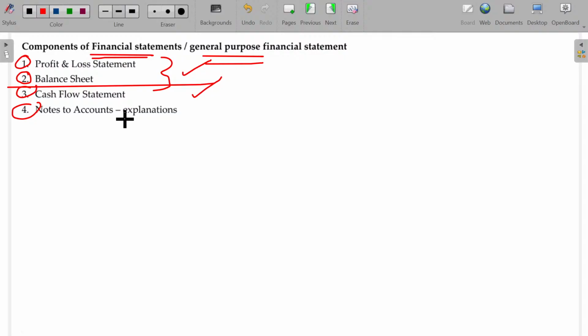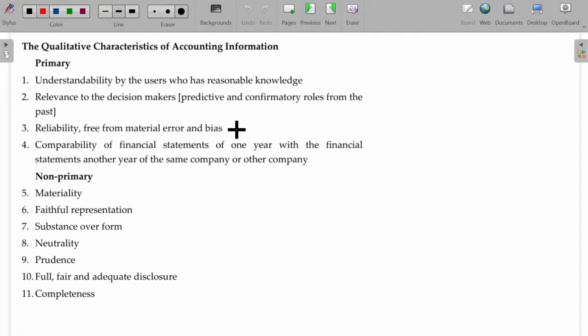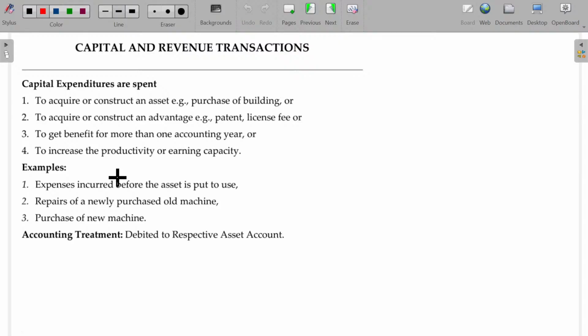Notes to accounts is a small explanation regarding some items in the trading and P&L account and balance sheet. So all four put together will be called components of financial statements. Is that clear? Now, qualitative characteristics of accounting information. We have primary and non-primary. You can have a glance over that. It's very rare. Let's move on to the next one.